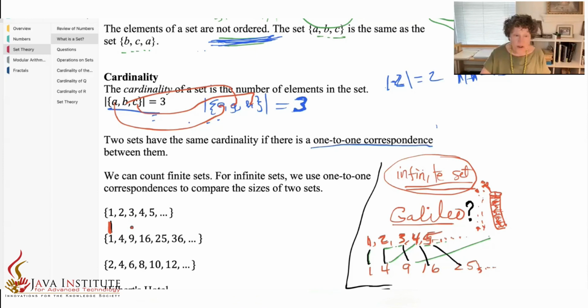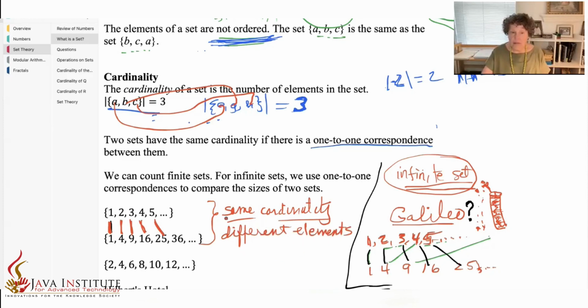I can make a one-to-one correspondence. I'm going to say these two sets have the same cardinality. He said they don't have the same elements. They're different sets, but there's something the same about them. We can put them in one-to-one correspondence. And of course, 36, I have to remember that's going to be 6, 7, 8. And over here, we're going to have 49, like that. He said, I can put them in one-to-one correspondence. And so I'm going to say they have the same cardinality.